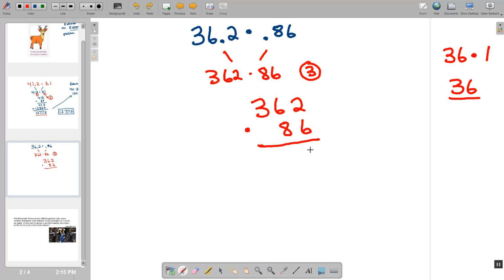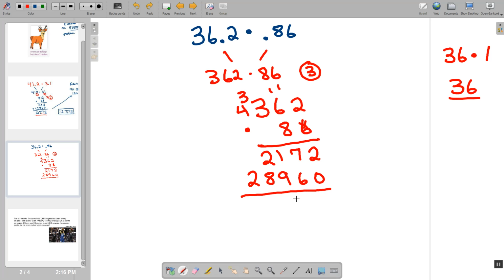2 times 6 gives us 12 in the ones place. 6 times 6 would give us 36. Well, 36 plus 1 is 37 in the tens place. 3 times 6 is 18, plus 3 is 21 in the hundredths place. We're done with that number. We insert our 0. 8 times 2 would be 16 in the tens place. 6 times 8 plus 1 is 49. 3 times 8 would be 24, plus 4 is 28.